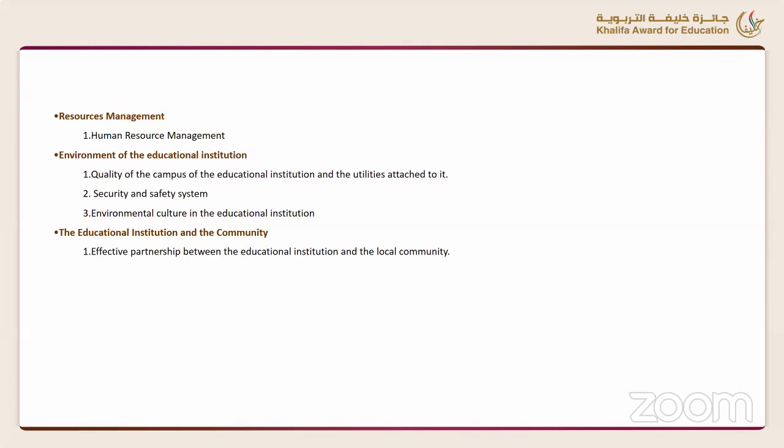In this last main category, we focus on the effective partnership between the educational institution and the local community. What we are looking for in this main criteria is whether the school has a parents council, and whether they have a plan to provide parents with diverse programs and activities. Do they apply strategies, activities and programs of that plan? Do they engage parents in different school activities?